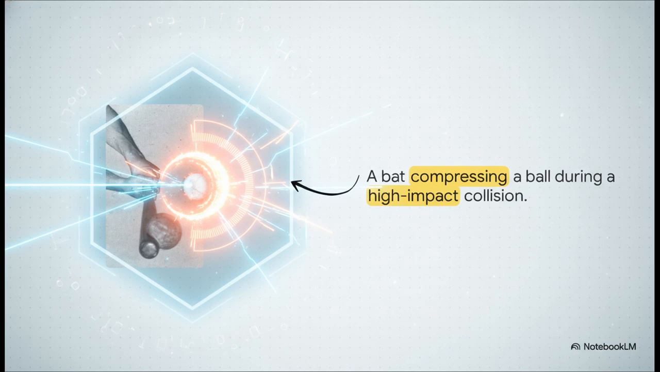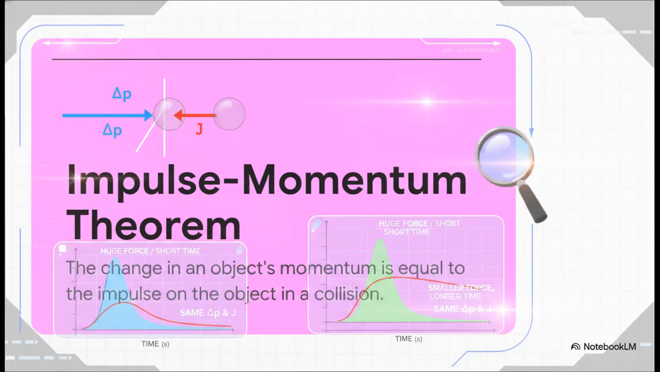During this tiny fraction of a second, the impact forces are so extreme that we can usually just ignore everything else in the environment, even gravity. To mathematically measure that crash, we pull out the impulse linear momentum theorem. It tells us that the change in an object's momentum, that's delta p, is exactly equal to J, the impulse. An impulse is just the integral of force over time.